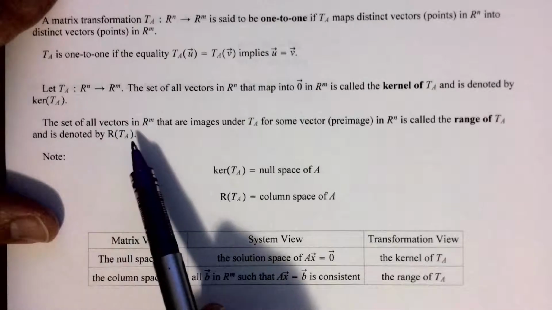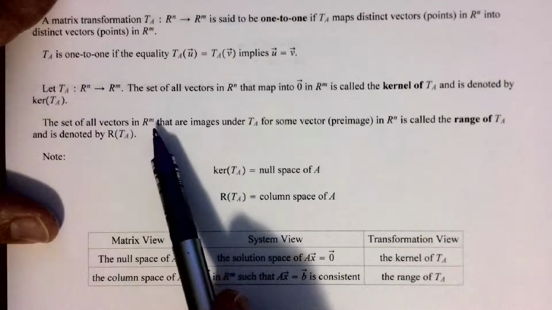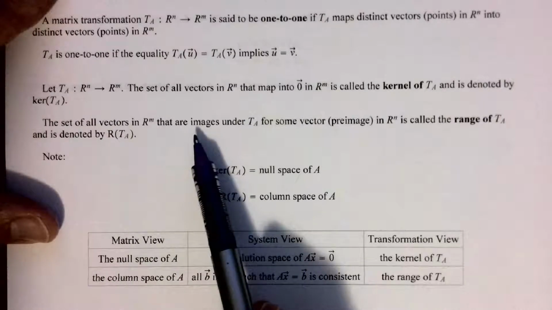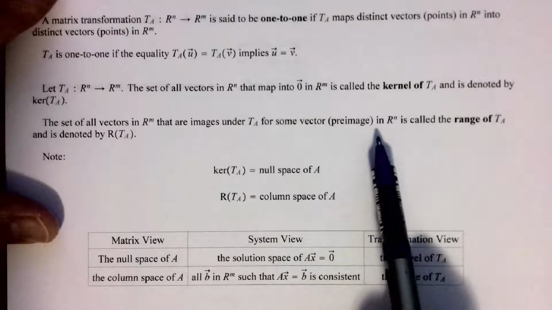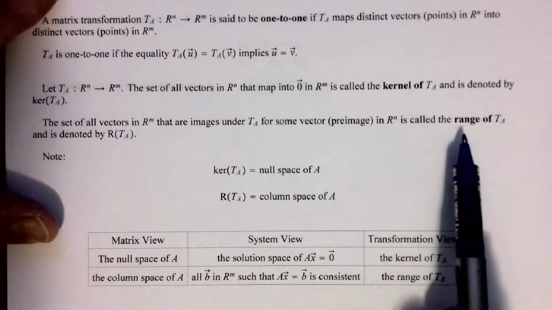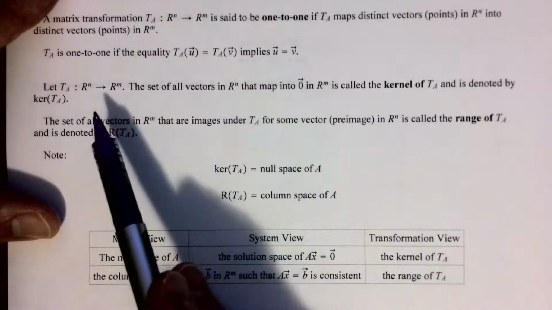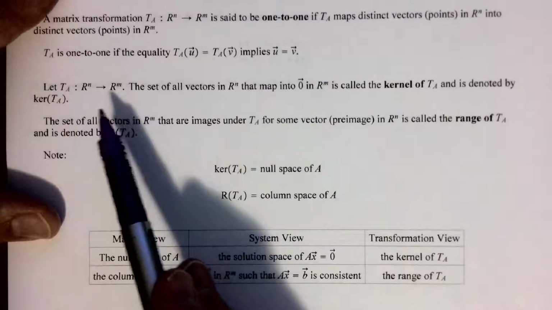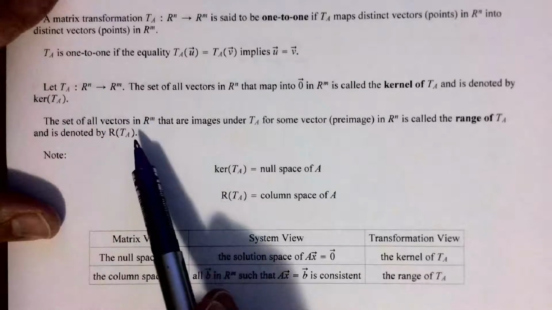The set of all vectors in the codomain, our m space, that are images under the transformation of some vector in the domain is called the range of the transformation. And it's real important. When we first started talking about domain and codomain, a lot of you were saying, I thought it was domain, range. Well, here's where the range comes into play.